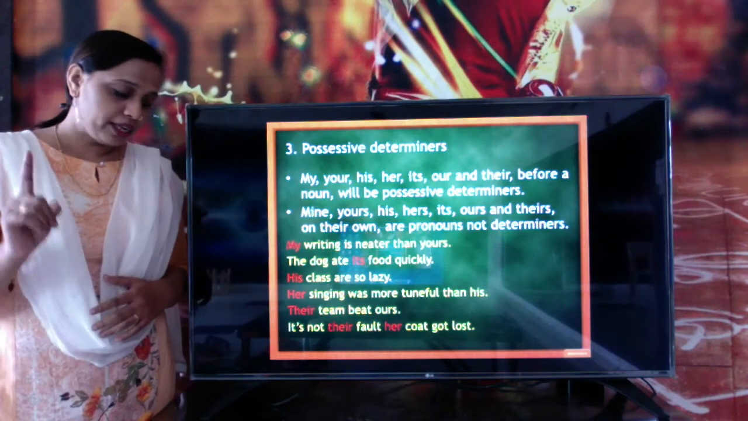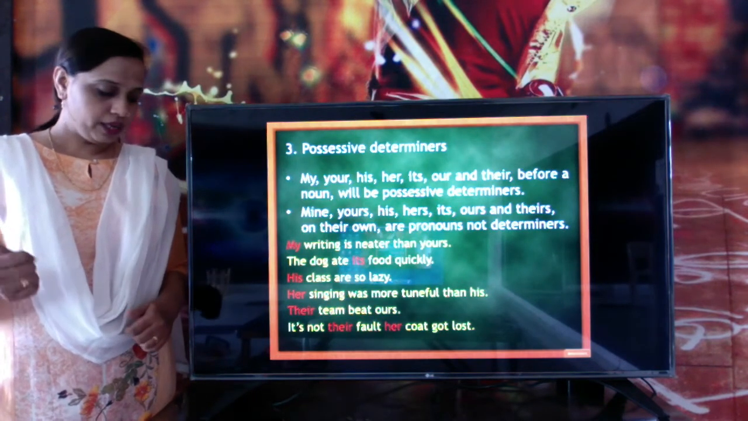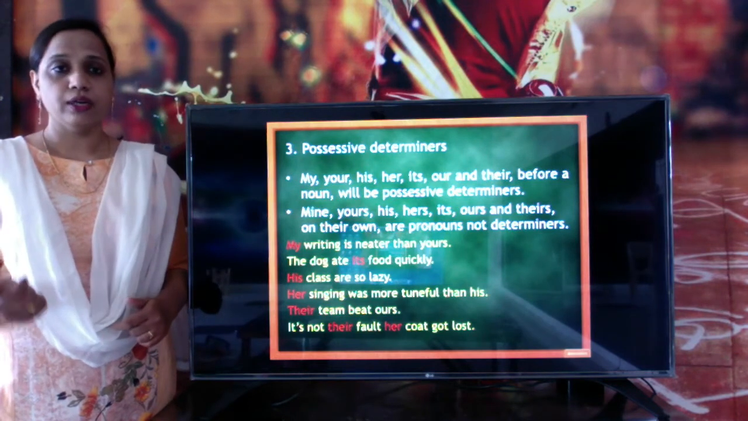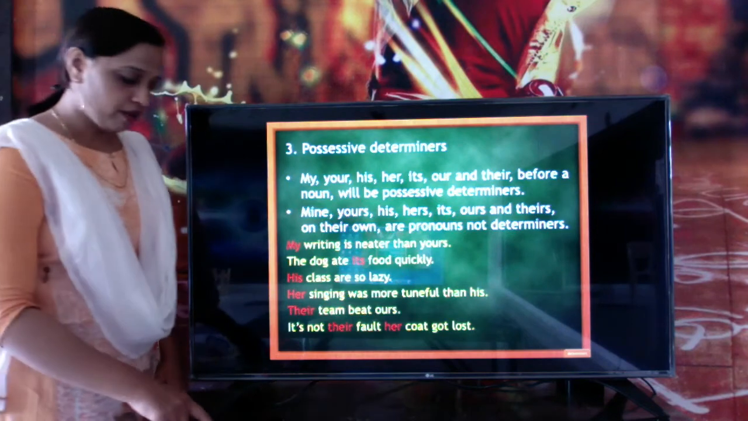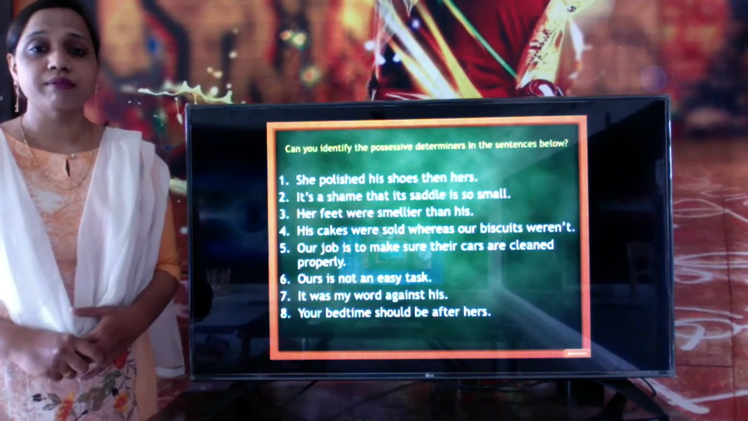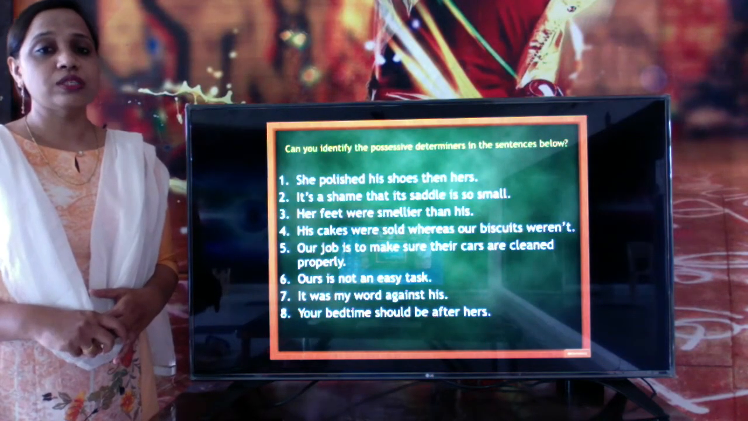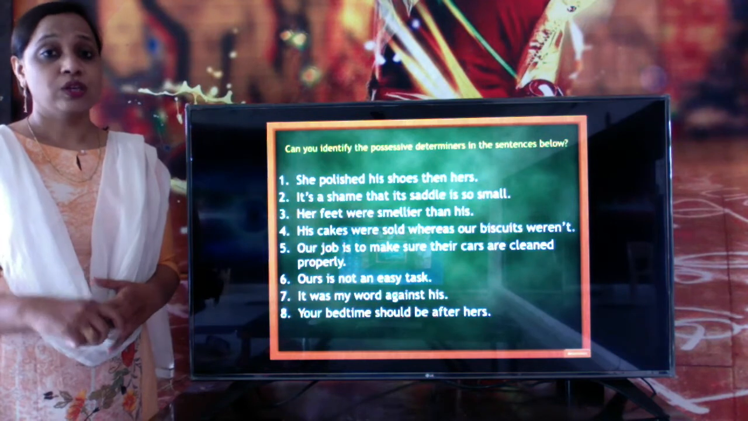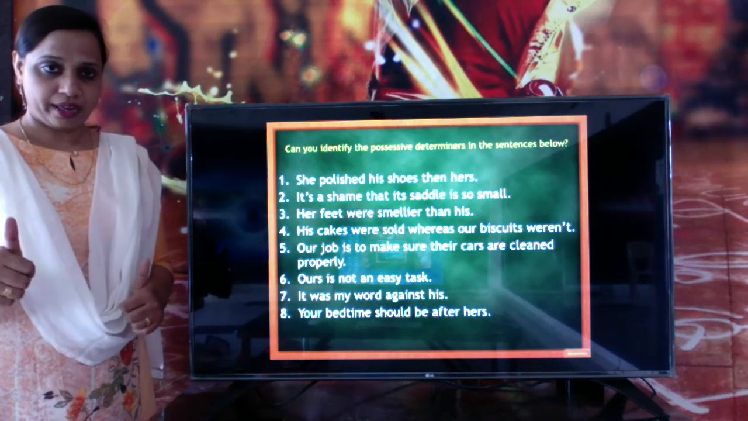It is not their fault her coat got lost. Okay, so their fault and her coat are what? Determiners. Which determiners? Possessive determiners. Next, can you identify the possessive determiners in the sentence below? She polished his shoes than hers. So, this is what? His shoes. Okay?